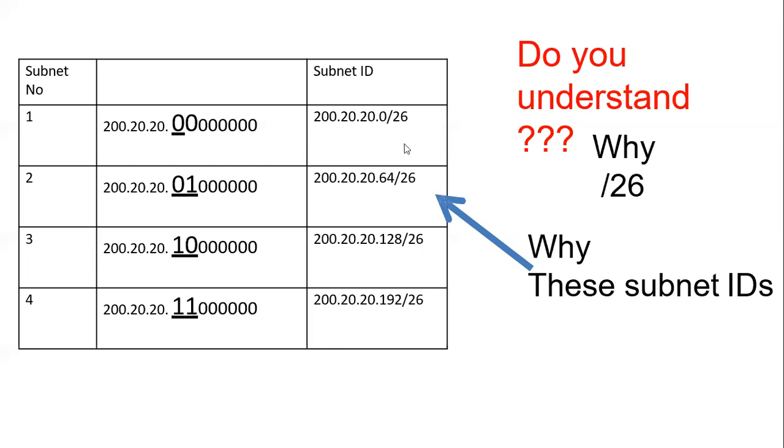So what is the subnet mask? It is 26 bits. And where does it start and where does it end? 256 is divided into 4, so each subnet will have 64 addresses. Subnet 1 will start from 0 to 63. The next subnet will be 64 to 127. The third subnet 128 to 191. Then 192 to 255.